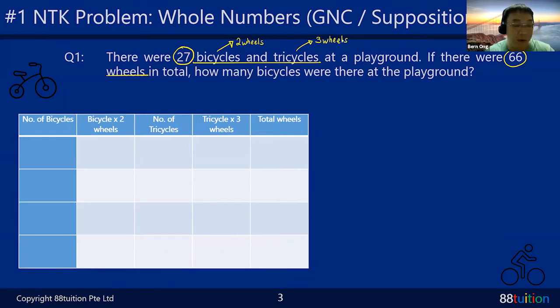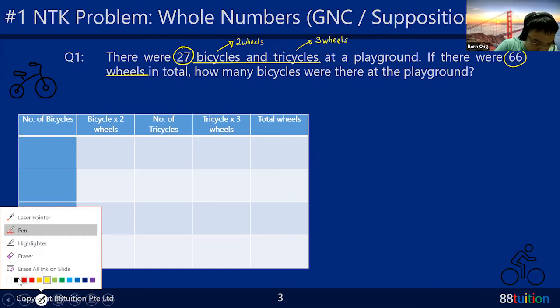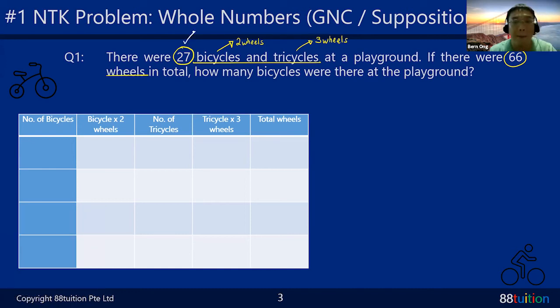So actually, for the guess and check or supposition method, there are 4 pieces of information. Usually these 4 will come out. So you can apply something called guess and check or supposition. So guess and check, what do I usually do? I know there are 27 bicycles and tricycles. How many bicycles? How many tricycles? I don't know, right? So how? I will just take the center number as best as I can.